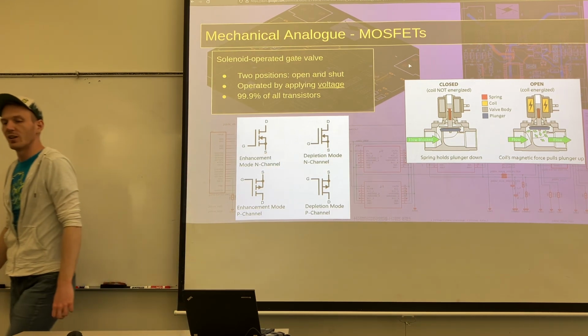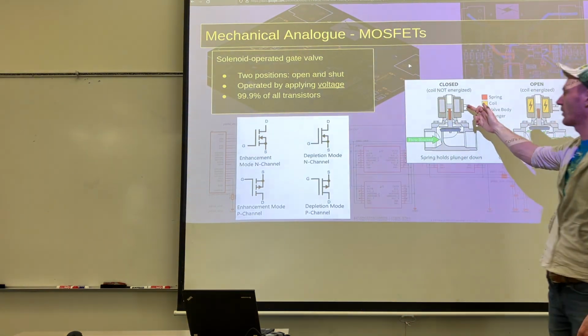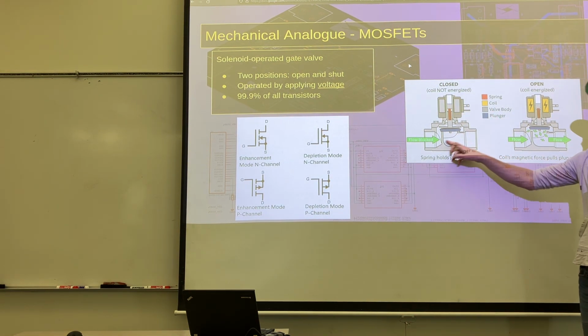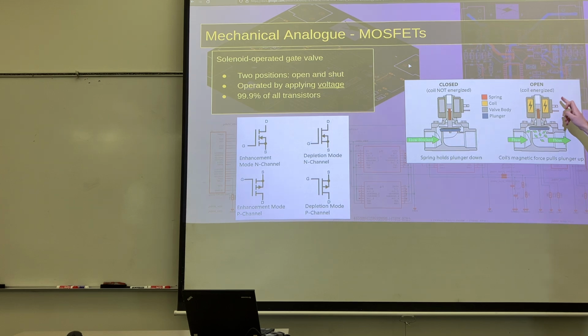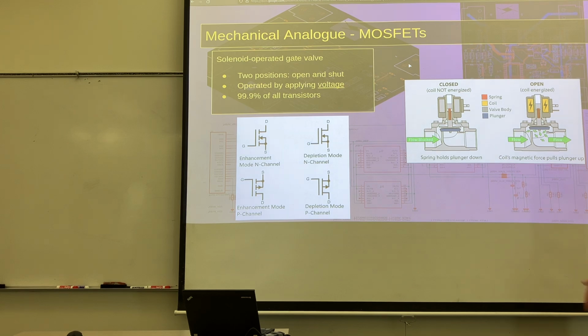So you can see that the coil is not energized, this valve is shut, there's no flow. When the coil is energized, there is flow. Gate valve just means you're not doing a good job throttling. Imagine if you just have a gate, right? It's not that well controlled flow.